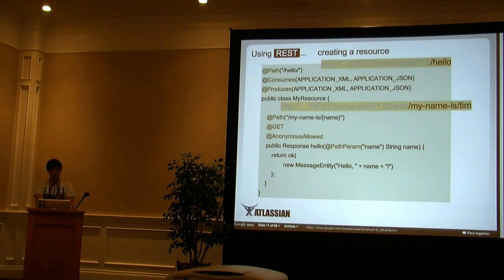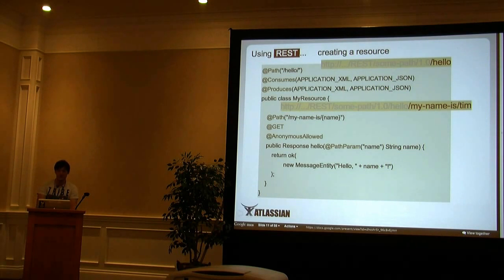That next JAX-RS annotation, a get, is just specifying which HTTP method we want this particular resource to respond to. You can use delete or custom method types if you like. And that last annotation, anonymous allowed, is a homegrown Atlassian annotation for interacting with your host application's authentication stack.